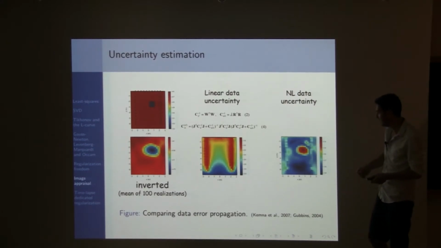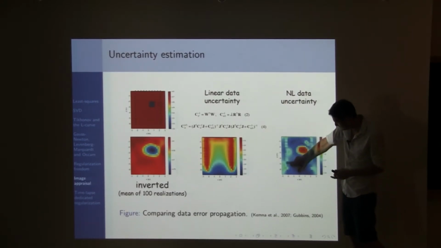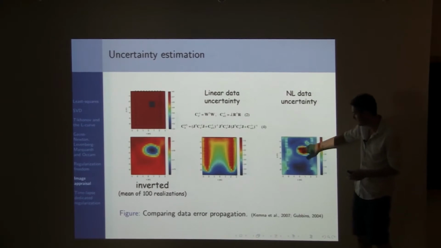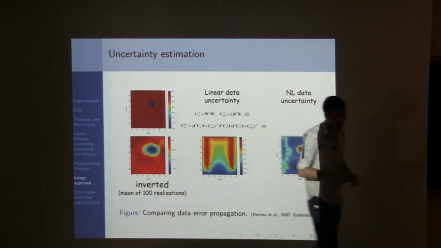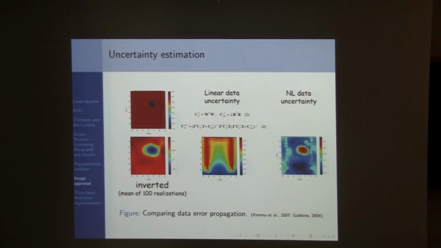If you take all those solutions and you start looking at the nonlinear data uncertainty, so the full uncertainty, you see that you have the same effect. So you also have high uncertainty close to the borehole, but you also see a high uncertainty where you actually have your structure. So that's where you also have some nonlinearity in your problem.